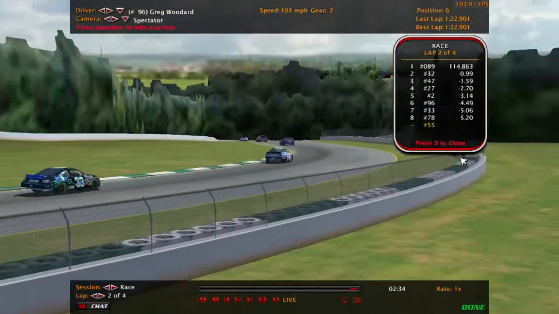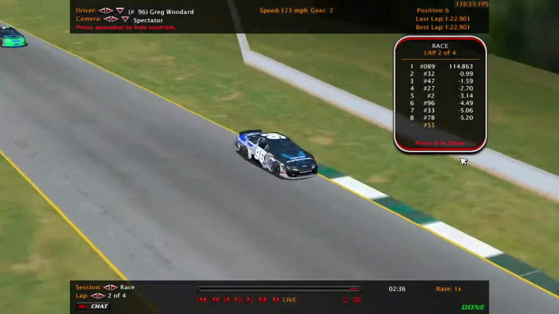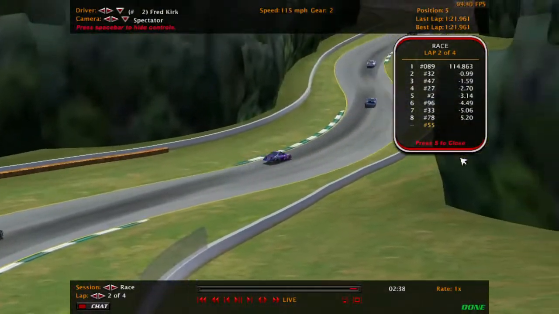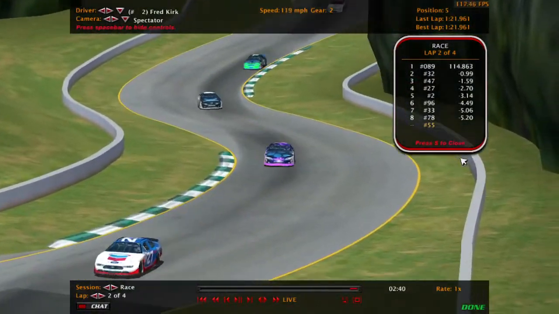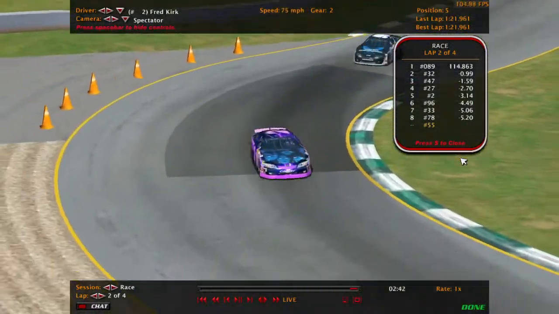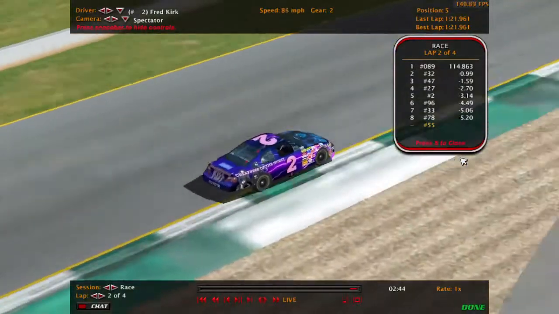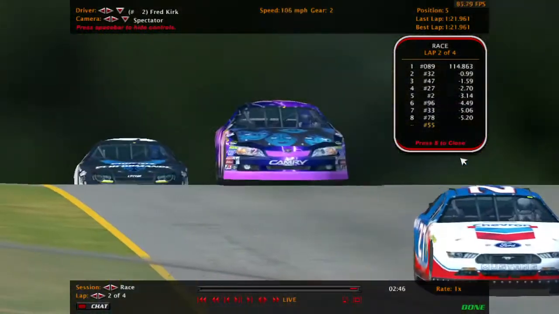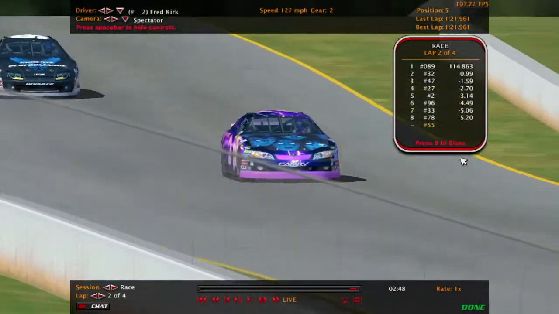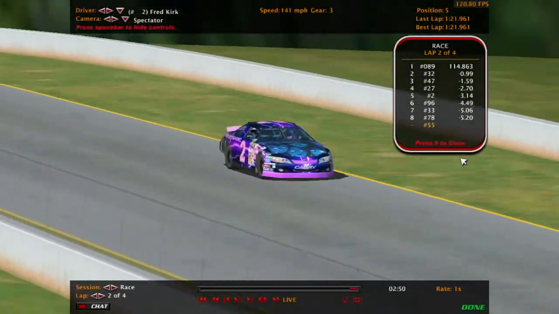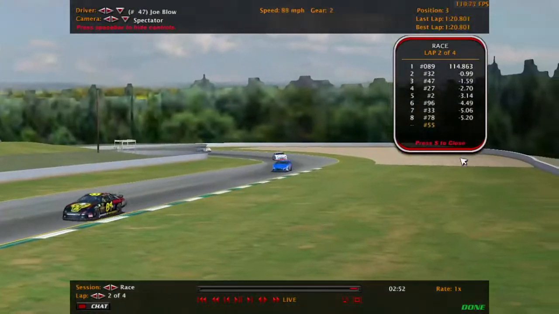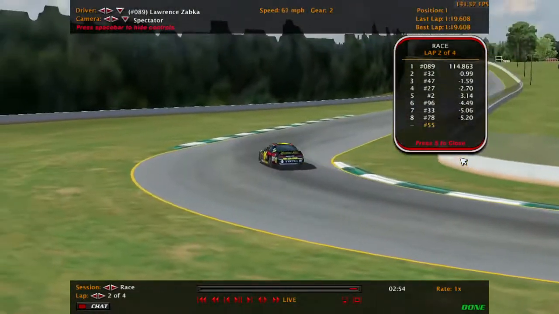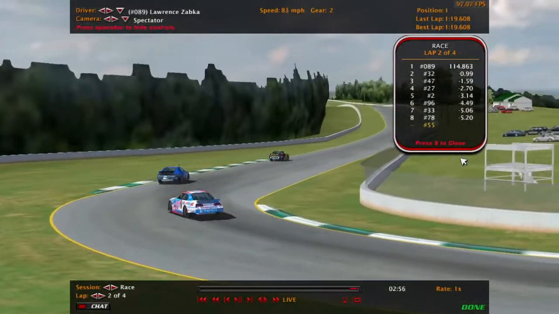Now all eyes are on Woodard as he can catch Fred Kirk. Fred Kirk is, of course, a debutant for Mid-Atlantic. I believe, no, Entity Brown is also a male driver, but both their main drivers are female drivers. Down they go around this track now. Zabka has a huge lead at this stage.